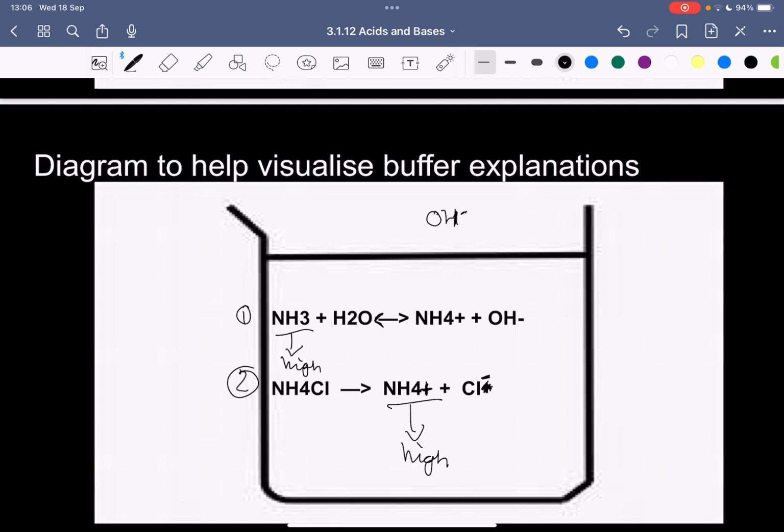Now what happens when you add a base? Well, the OH- reacts with ammonium, and this is basically the backwards reaction of reaction number 1. So then the reaction shifts to the left. However, we have high amounts of ammonia already, so shifting to the left doesn't really change the concentration of ammonia. Also, we have lots of ammonium ions, so we have more than enough ions for the OH- to react with, if it's only a small amount of OH-.